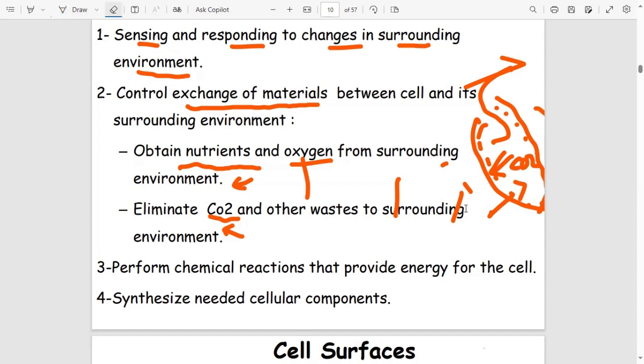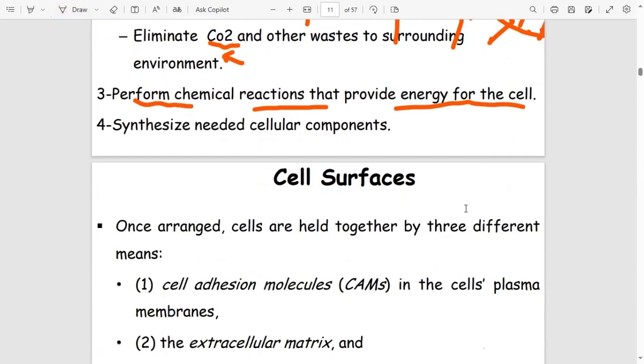Another function we can talk about: they perform chemical reactions that provide energy for the cell. So they're involved in chemical reactions. For example, we have respiration in muscles that powers movement. So for you to move, there's that respiration that has to take place in the muscles.